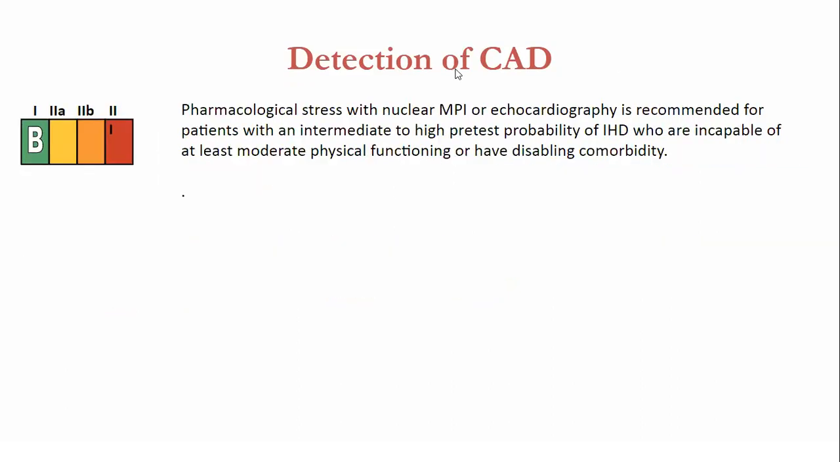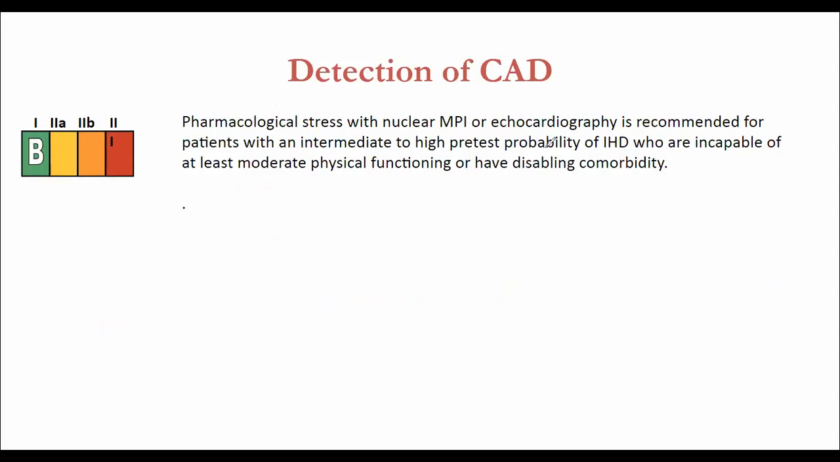And then pharmacological stress with nuclear MPI or echo is recommended for patients with intermediate to high pre-test probability of ischemic heart disease who are incapable of at least moderate physical functioning. So when will you go for pharmacological testing? When the patient has poor physical functioning, has arthritis or is complaining that they get easily short of breath or will not be able to exercise much, then in such patients you are going to opt for pharmacological tests.